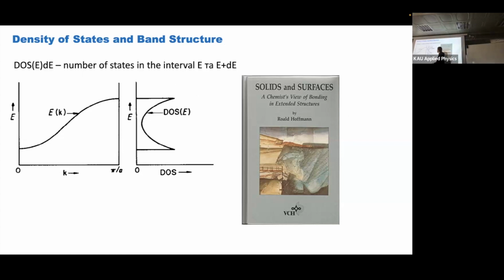You see, I want to connect density of states to band structure. They are tightly connected. What's the formula for the number of states? Let's say I will call density of states DOS, for some energy E, multiplied by dE. So it's the number of states in some energy interval from E to E plus dE.